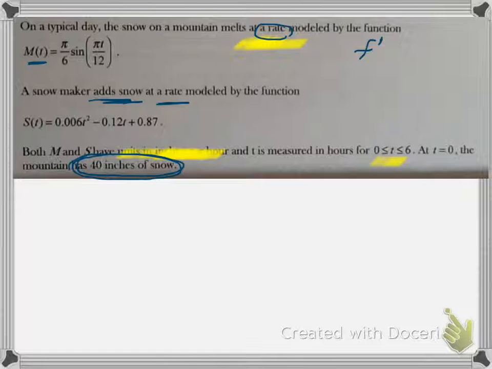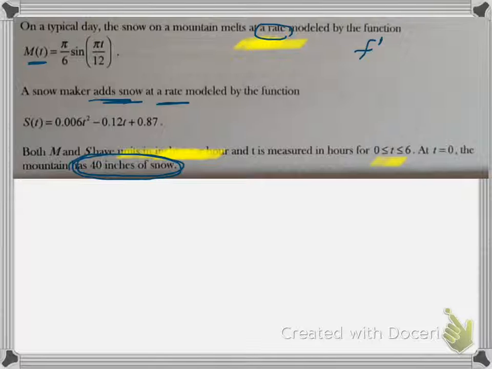So we want them to start thinking about, even before they start looking at parts A, B, etc., what might they ask me? What might I be asked to do? So you look at these rates. If you're giving me rates, you might ask me to find how much snow has melted or how much snow has been added, things of that nature. You might ask me when the snow on this mountain is at its highest or lowest. These are the things we want students to think about critically before we even enter the problem-solving phase, so try to get your students used to seeing these kinds of things.